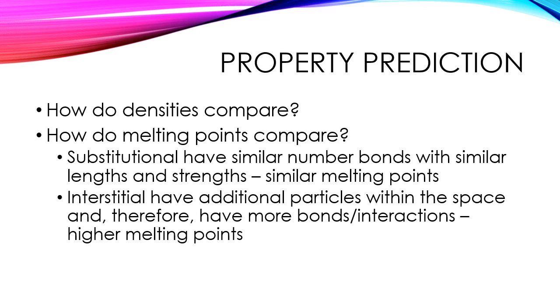For melting points, substitutional alloys have similar numbers of bonds with similar lengths and strengths, and therefore they are likely to have very similar melting points to their original counterparts. Interstitial alloys, on the other hand, have additional particles within the space and therefore have additional bonds and interactions, meaning that more bonds must be broken before they can melt, and therefore they will most likely have higher melting points.